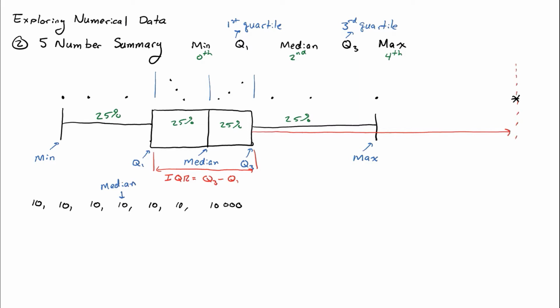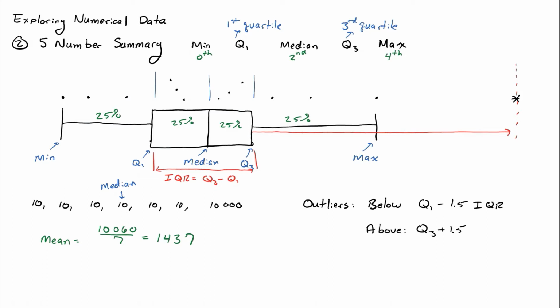What happens to the mean though? Currently, the mean of this data is approximately 1,437. This doesn't represent any of the data. For this reason, we use the 5-number summary to determine when a dataset contains outliers. If any number is below Q1 minus 1.5 IQR or above Q3 plus 1.5 IQR, we say that point is an outlier.